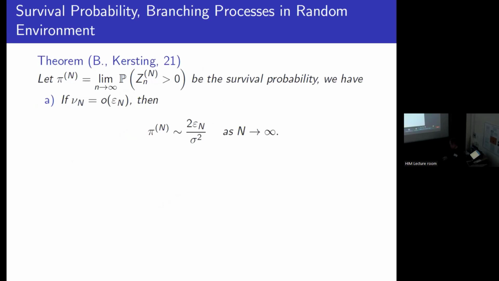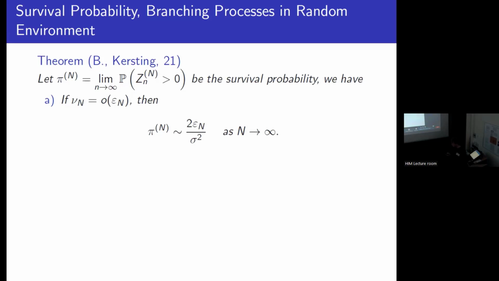And we are considering the same question. So we consider the probability of survival, which is now Pn. So this is also indexed by this capital N. And we will observe a phase transition in the following manner. In the first case, Vn is smaller than the expected offspring, or the surplus of the offspring above 1, then we just observe the classical behavior of Galton-Watson processes, meaning that the probability of survival is given by Haldane's asymptotics, which is this 2 epsilon n over sigma squared.